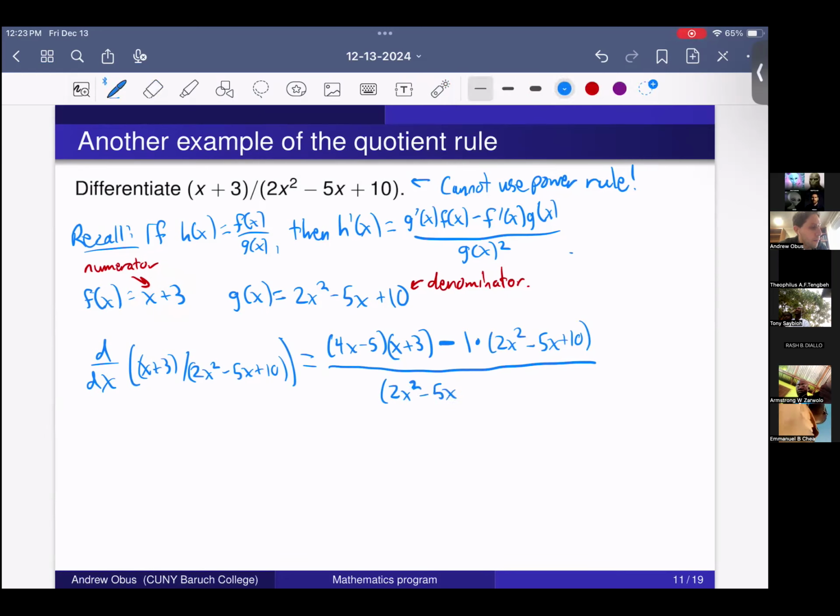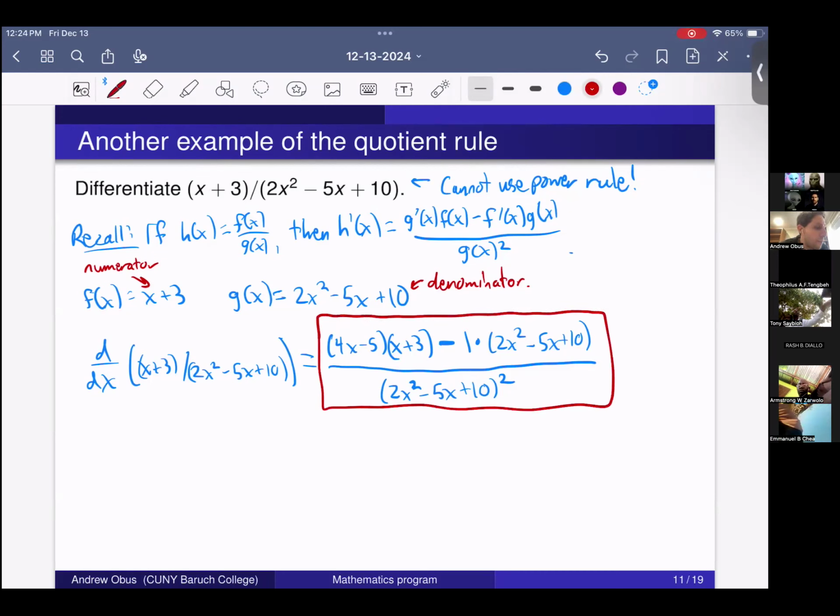2x squared minus 5x plus 10, squared. And that's it. Right? This is the answer. You can simplify it, but I don't want to simplify it. I mean, you can simplify it if you want to, but it'll take some time. For now, maybe I won't simplify.